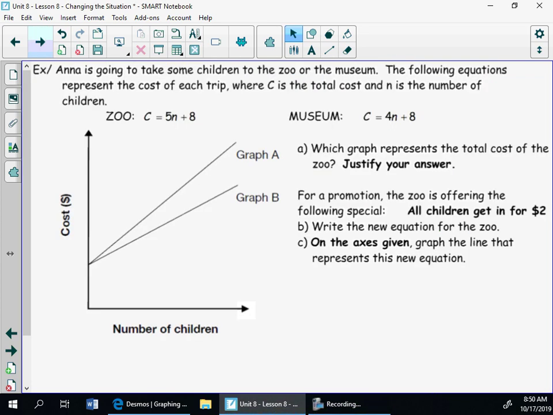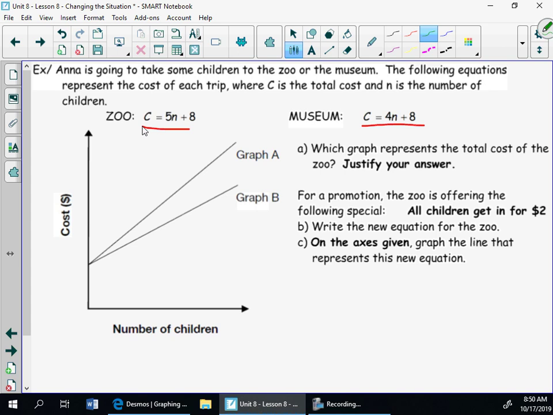Okay, last one. Anna's going to take some children to the zoo or the museum. The following equations represent the cost of each trip, where x is the total cost and n is the number of children. So I've got two equations, and I've got myself two graphs, graph A and B. We want to know which graph represents the total cost of the zoo. So how can I tell by just looking at the equations and the graphs which one's which, even if there's no numbers on the graph?